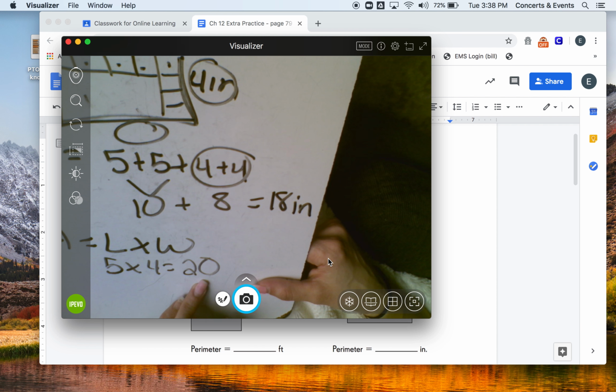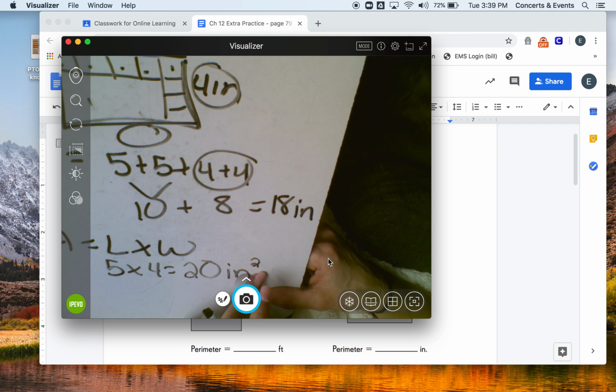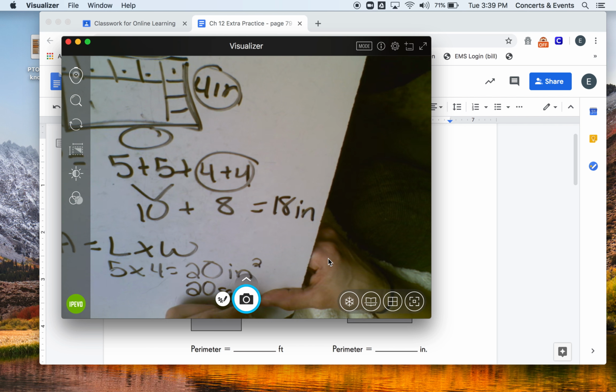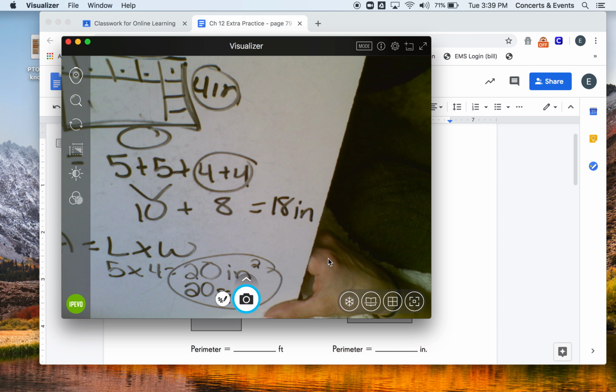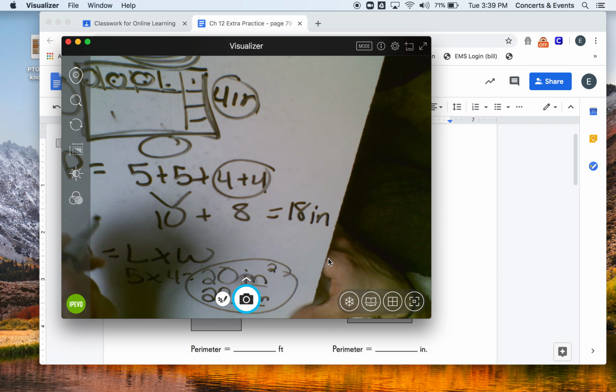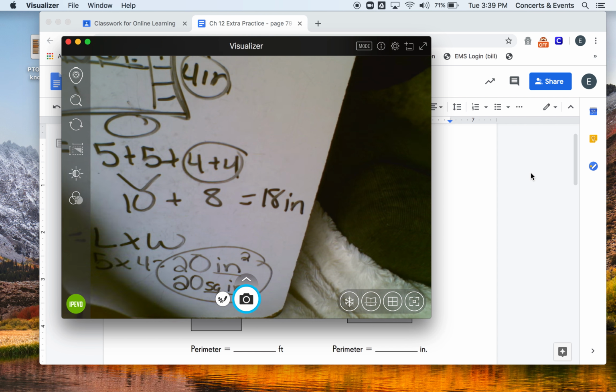Now here's the tricky part: making sure I still have inches, but I also need to put the little 2 for squared, meaning it's two-dimensional, or I can write it as 20 square inches. Either of these would be okay. And the reason we say squared, or inches squared, is because we're actually counting how many squares can fit inside this shape, whereas with perimeter, we're just calculating how long a line is.